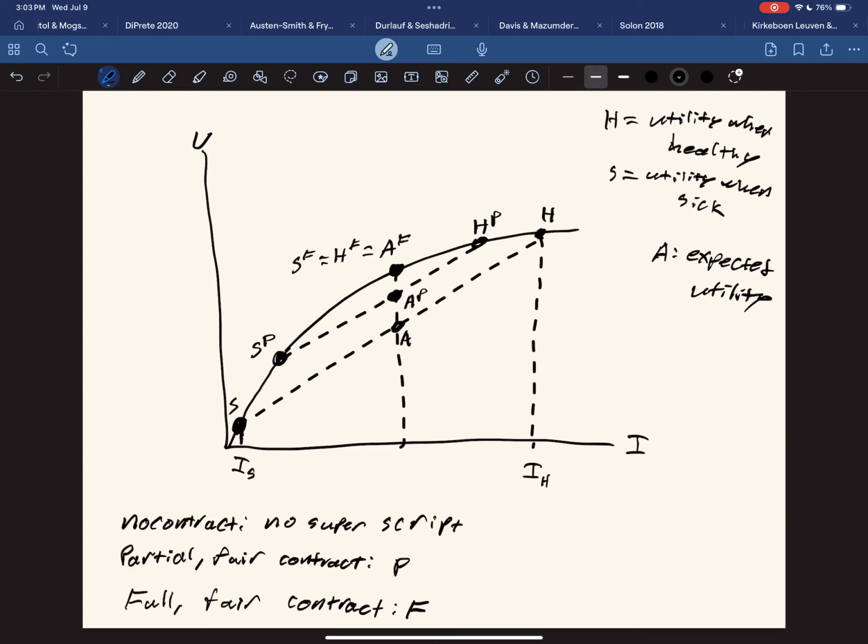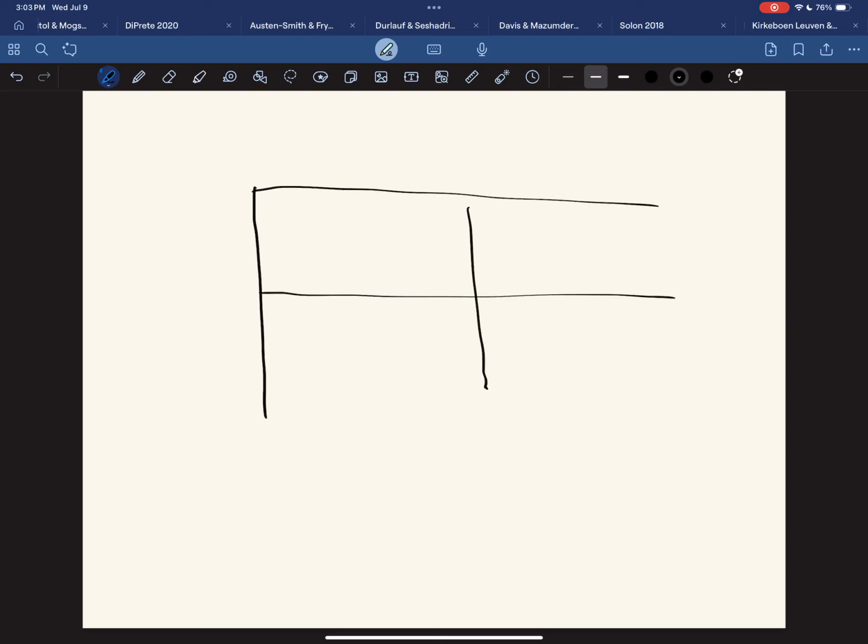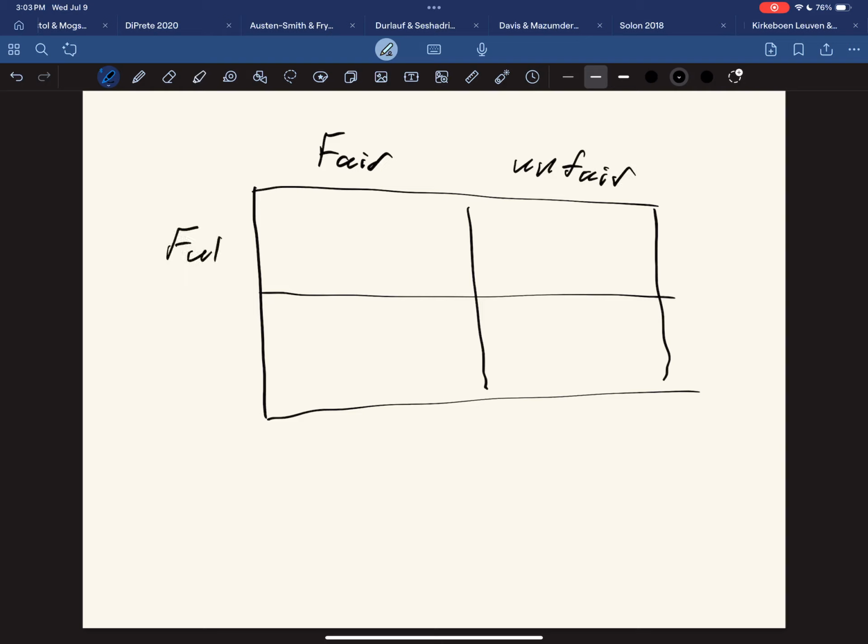So let's make a table showing the different types of insurance contract you can have in this very simple model. All right, so we have fair, unfair, and then we have full and partial. All right, so let's go over what Q and R is in each of these states.